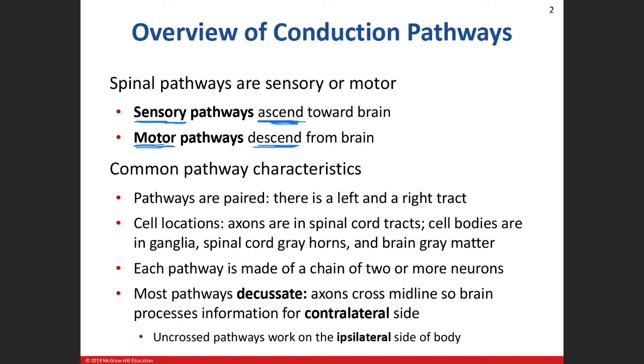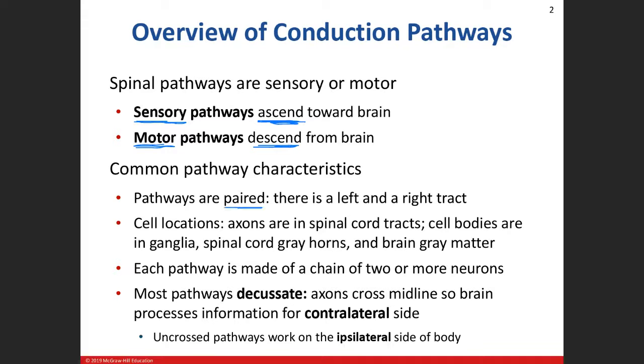So what we're going to do is talk about some of these common pathways. We're going to talk about the motor pathway that leaves your brain. We're going to talk about some of the sensory pathways that come up from your body up to the brain. We're going to go over a couple of those. We're going to start off with the sensory, and then if we have time, we'll hit some motor pathways.